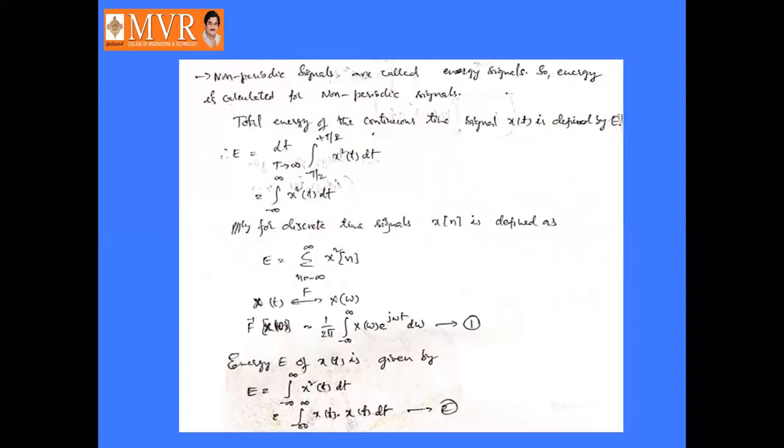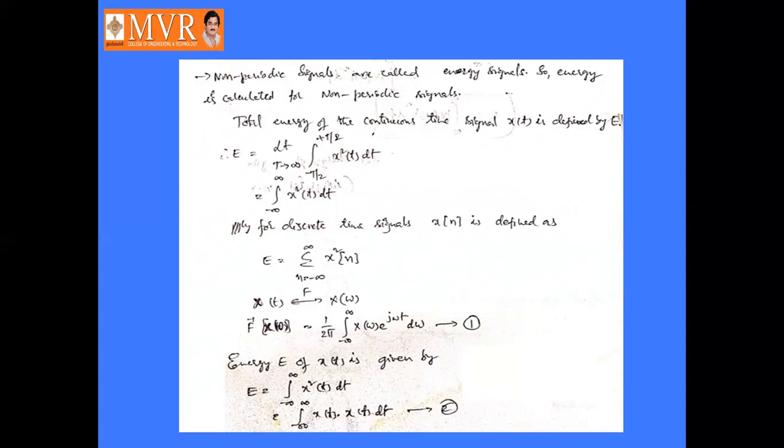So non-periodic signals are called energy signals, as we know. So energy is calculated for non-periodic signals. So the total energy of the continuous time signal x of t is defined by E. Therefore E equal to limit T tends to infinity integral minus T by 2 to plus T by 2 x square t dt. Now we can write this as integral minus infinity to infinity x square of t dt.